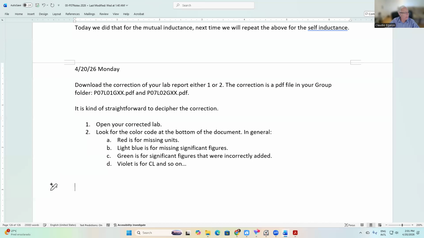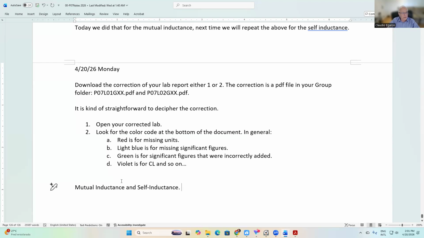Having said that, now we can go back, right? And continue with what we're doing. Mutual inductance and self-inductance. Okay.